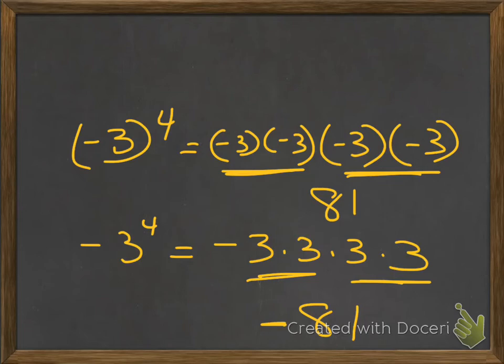So you need to just be careful that when it's in parentheses, it means that the whole negative 3 has the 4th power. Okay? Got it. All right. So I think with this lesson we've got it done. Yeah, great.